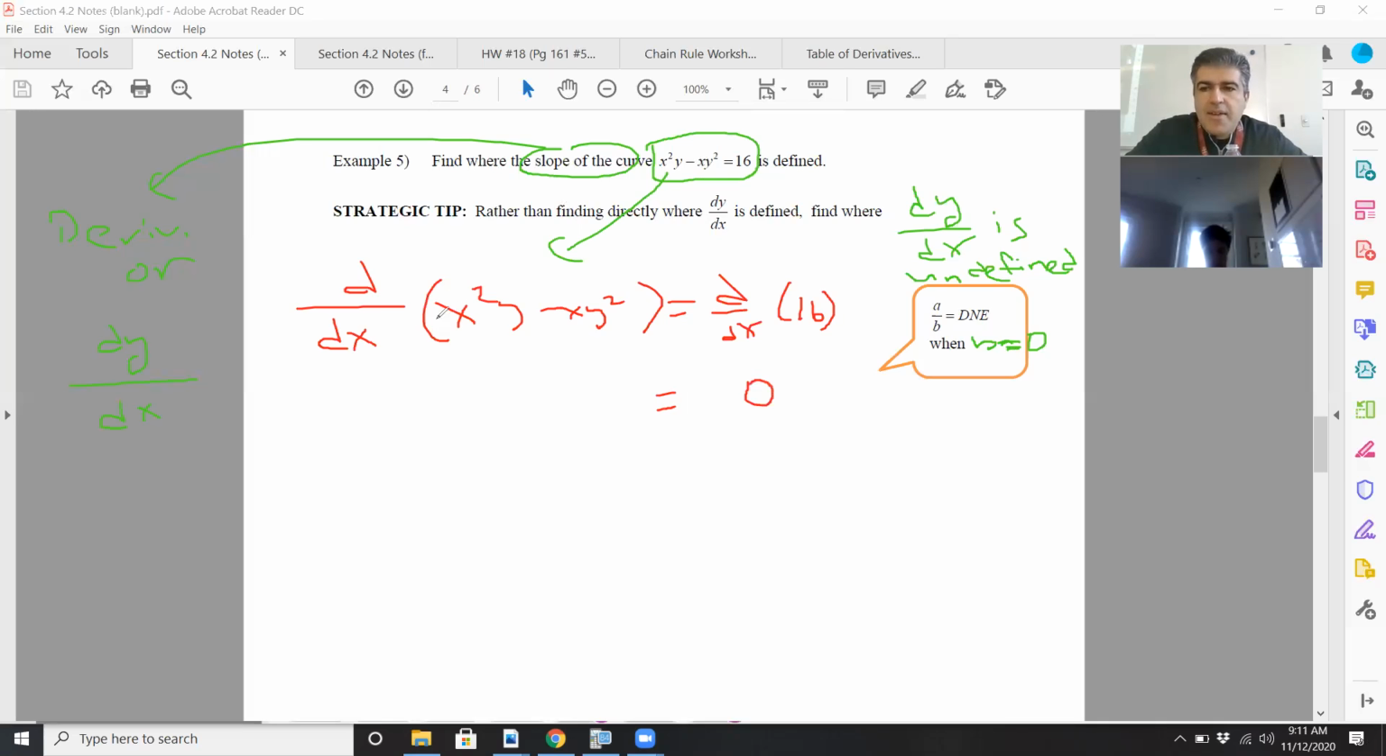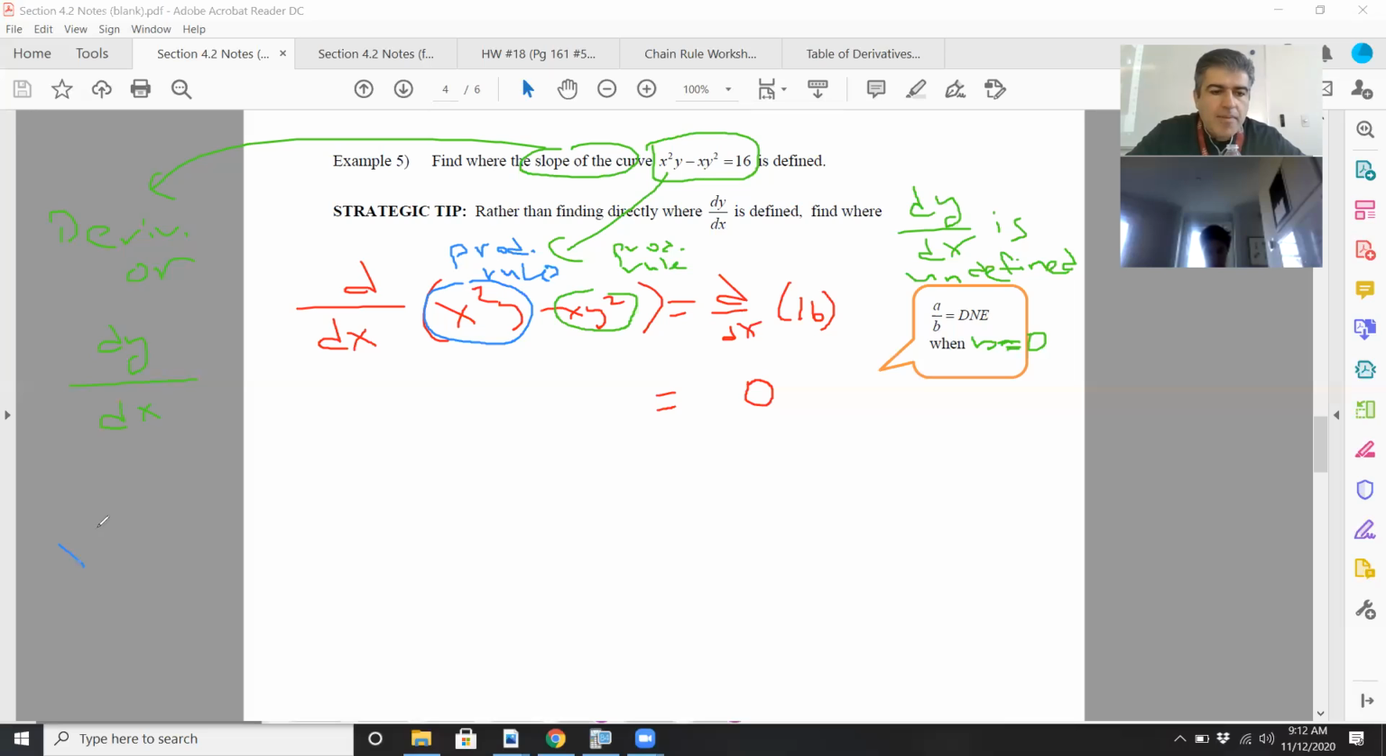On this side, little huge sigh, we're going to have to do a product rule twice. Product rule here, and product rule here. So I'm going to do this as two separate problems.